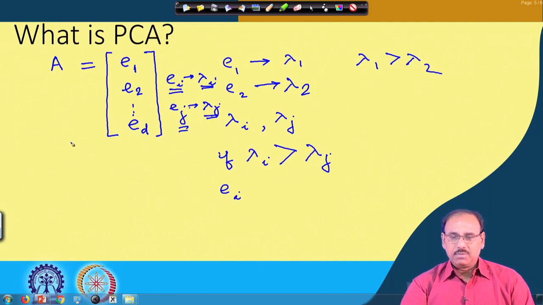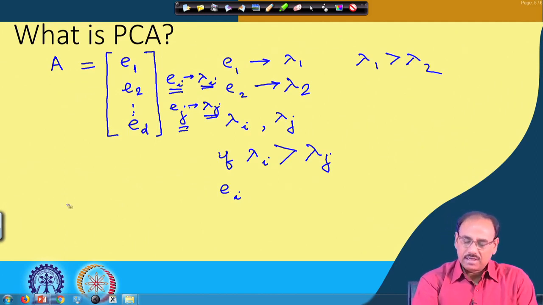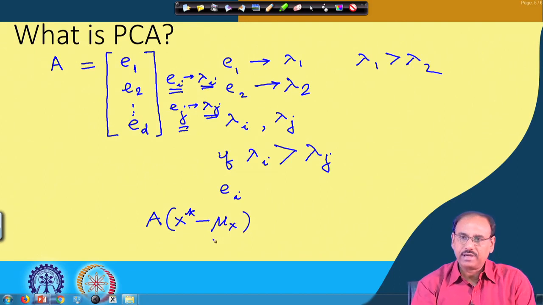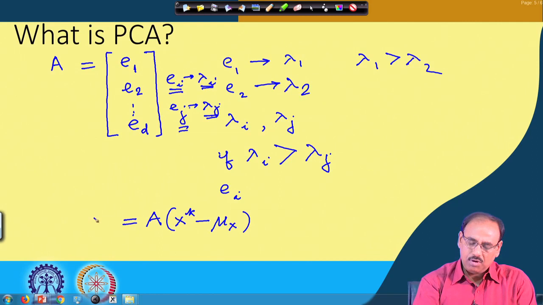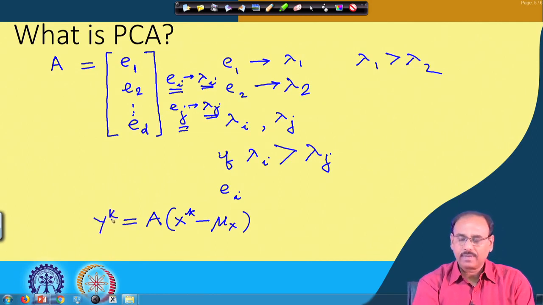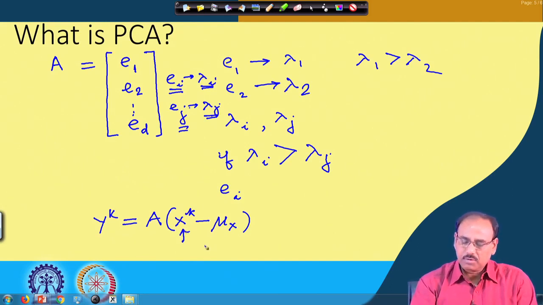So, once I have this transformation matrix, then I can define a transformation. My input vectors are x. I can have a transformation which is given by A times x k, the kth vector, minus mu x, which is the mean of the vectors. So, this defines a transformation. This gives me a transformed vector which is y k. So, for the kth vector, this transformation gives me a transformed vector y k.